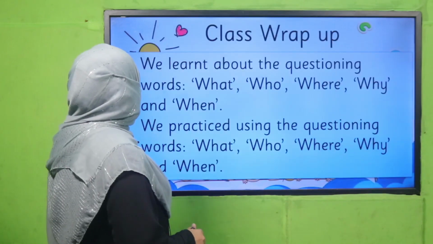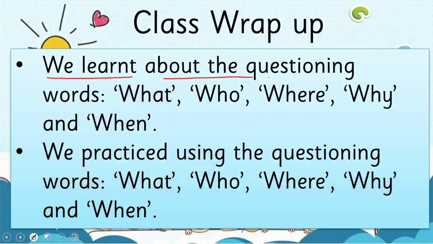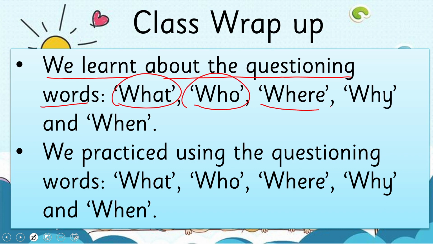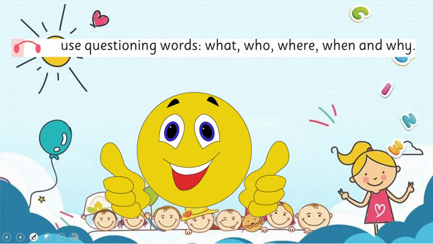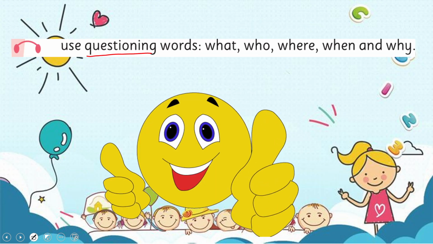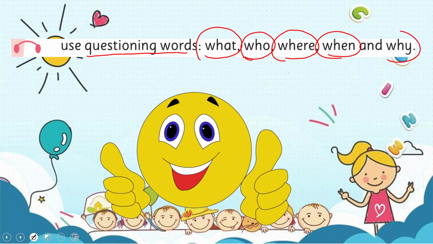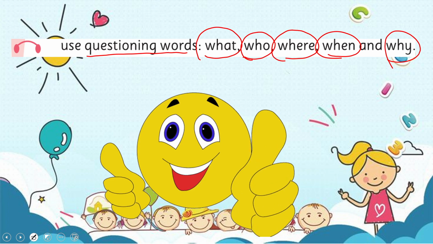So what we have learned today, we learned about the questioning words what, who, where, why, and when. And we practice using the questioning words what, who, where, why, and when. And in this way, we achieved our SLO to use questioning words what, who, where, when, and why. Are we done with it?